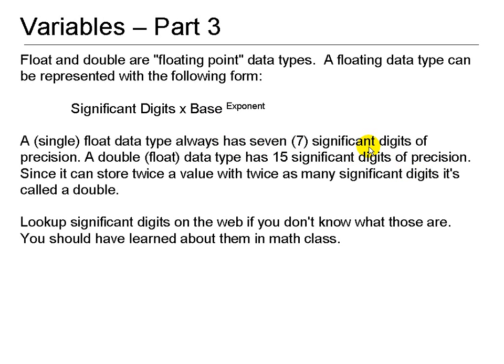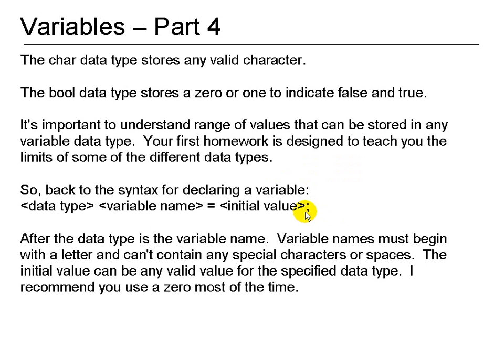Since a double can store a value with twice as many significant digits, it's called a double. Look up significant digits on the web if you don't know what those are. You should have learned about those in math class. The char data type stores any valid character. The bool data type stores a 0 or 1 to indicate false or true. It's important to understand the range of values that can be stored in any variable data type. Your first homework is designed to teach you the limits of some of the different data types.